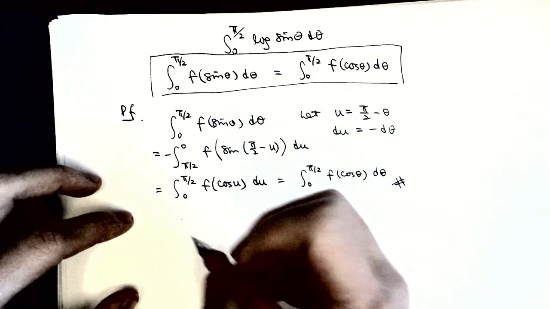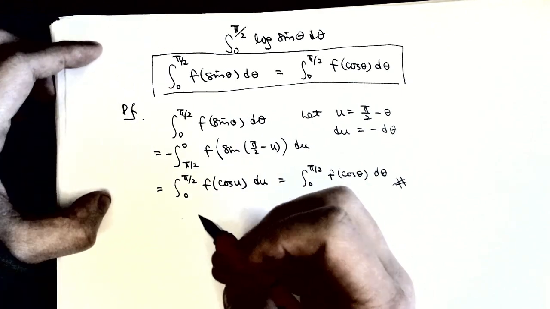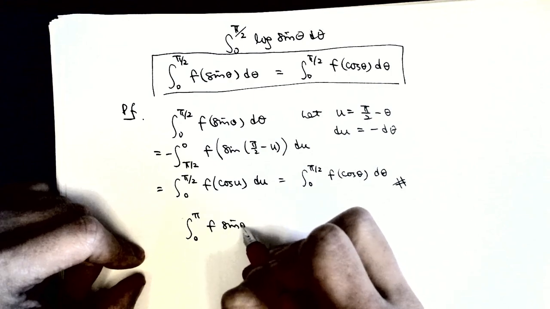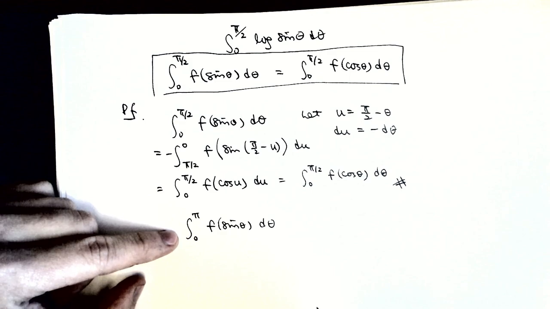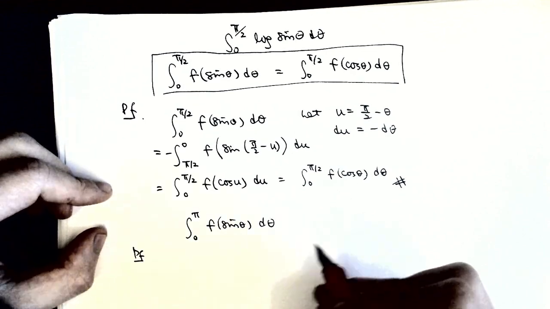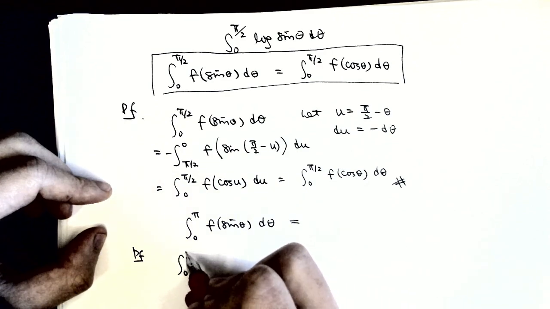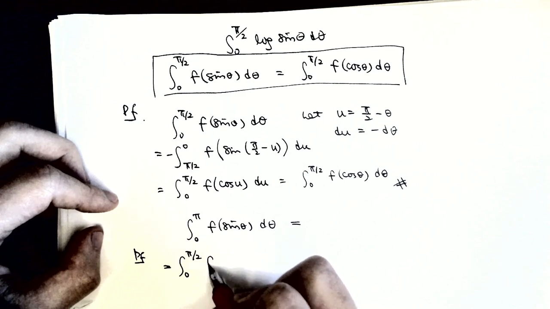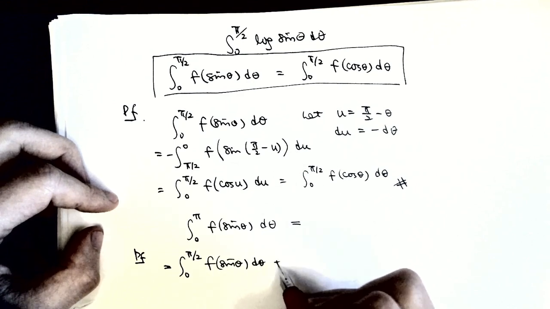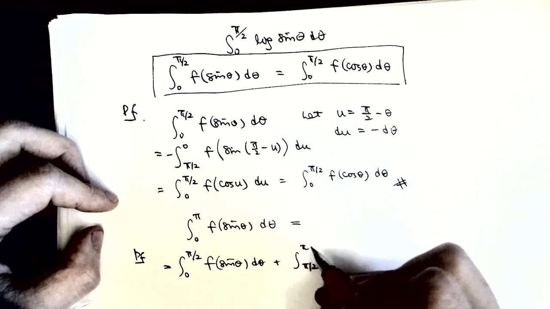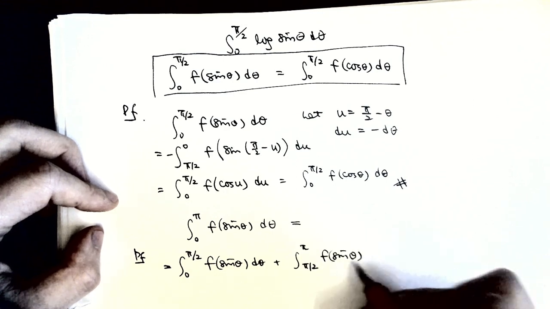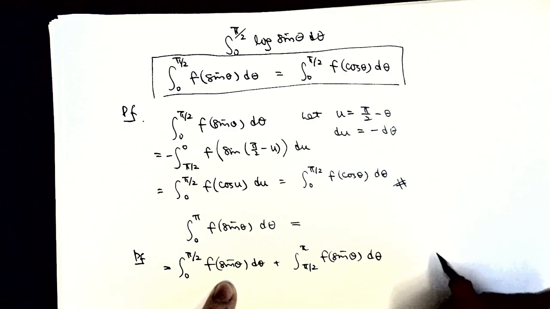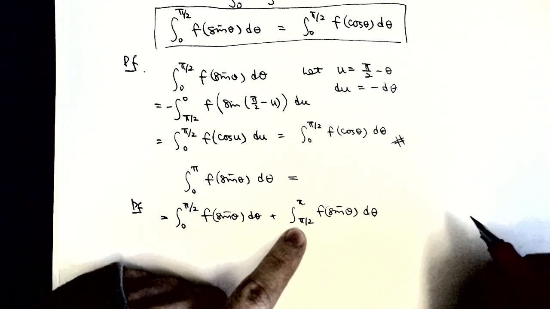Now, how about instead of from 0 to pi over 2, what will we get if we change it to from 0 to pi? We want to know, can we further simplify this one? We don't know this yet, but we can try. How about we split the interval from 0 to pi into 0 to pi over 2 of f of sine theta d theta, plus the integral from pi over 2 to pi of f of sine theta. The first one is just the previous one, so we keep it. For the second one, we may change the integration interval to the same.